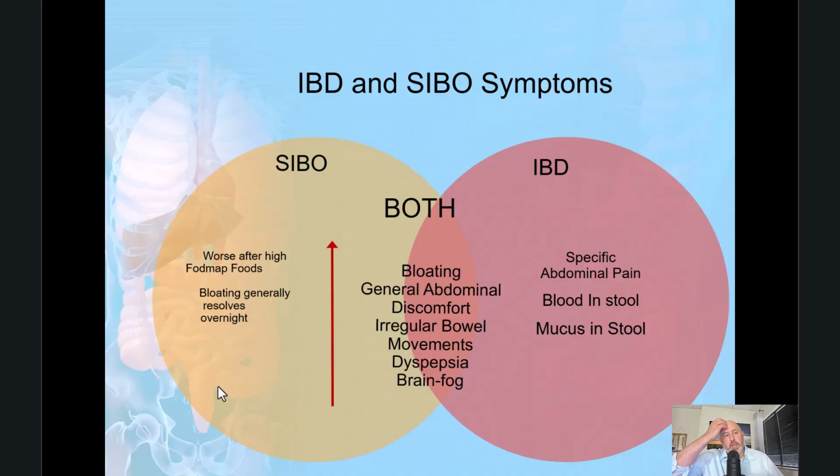unique in that it seems to be made worse by higher FODMAP foods. The bloating that comes on with SIBO generally resolves overnight. When IBD flares, it's generally not going to be an off and on type symptom like that. However, there is enough overlap that a lot of people might get confused as to which one is causing what symptoms.